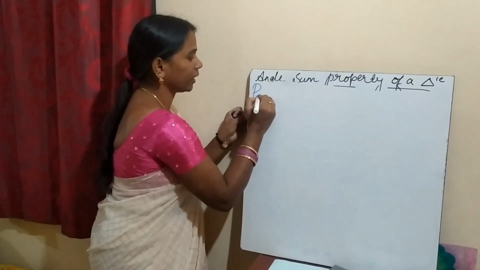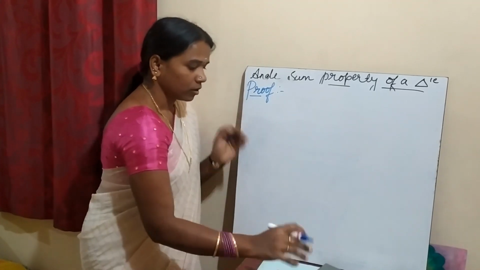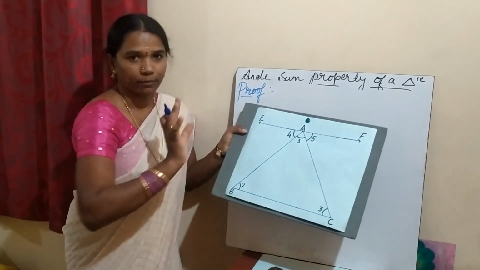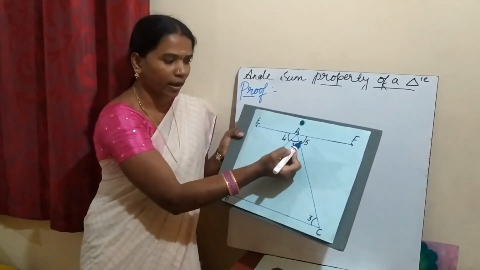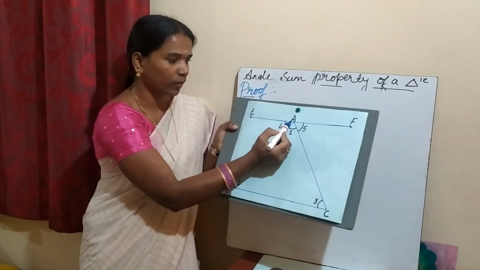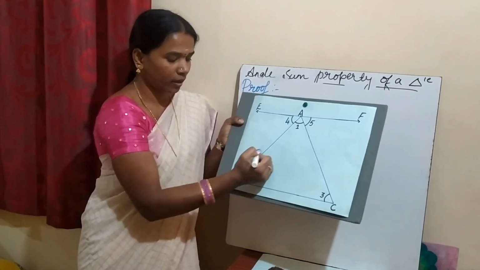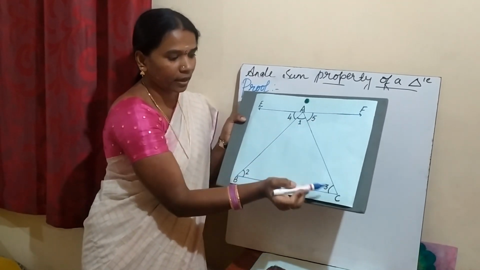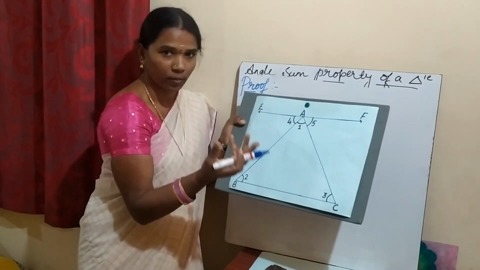So the proof of the theorem goes like this. First of all, just observe here. After drawing a parallel line, you can observe so many angles are formed. Two more angles are formed: angle 4, which is between E and AB. So angle EAB is equal to 4, as I have given, and FAC is equal to 5. So two more angles are formed already.